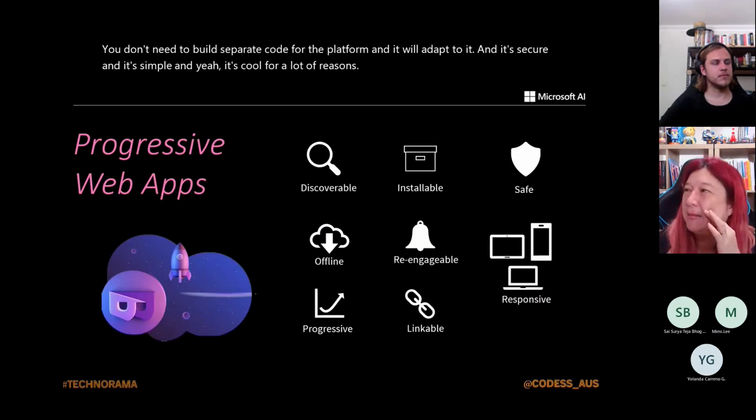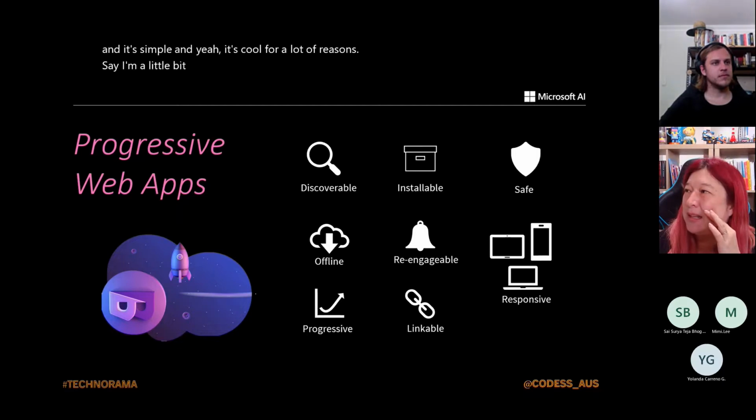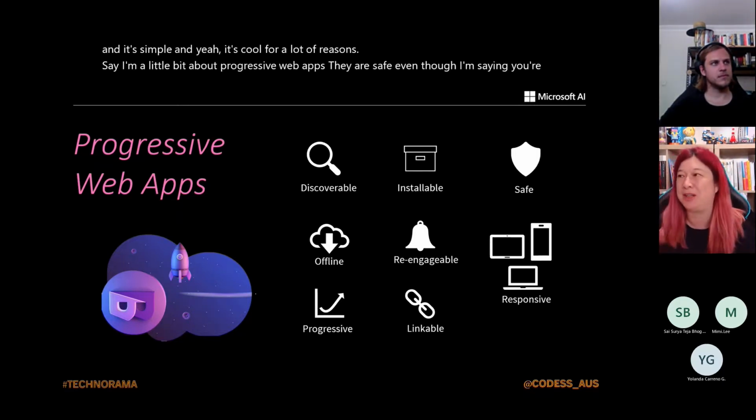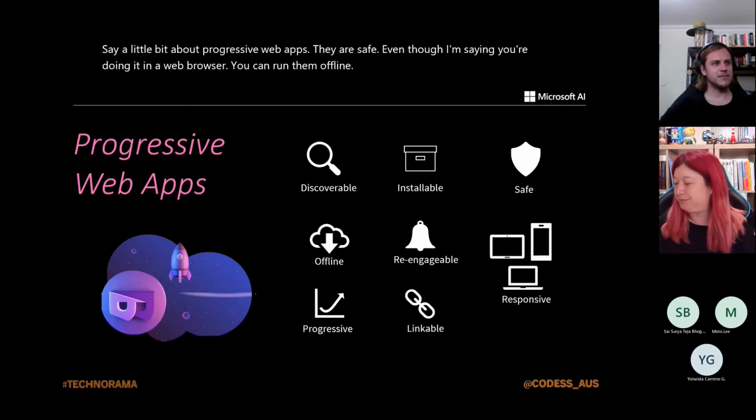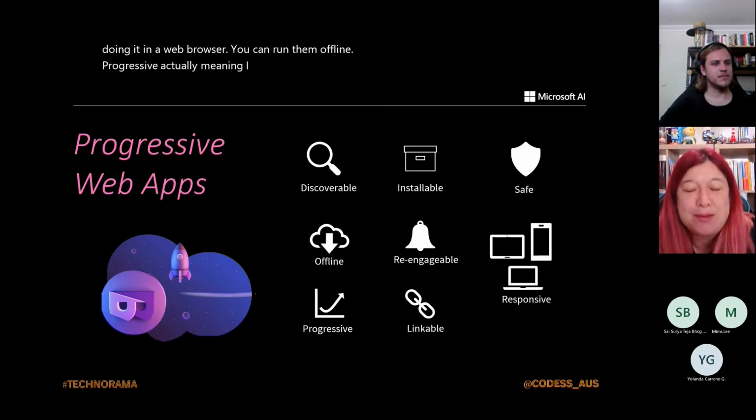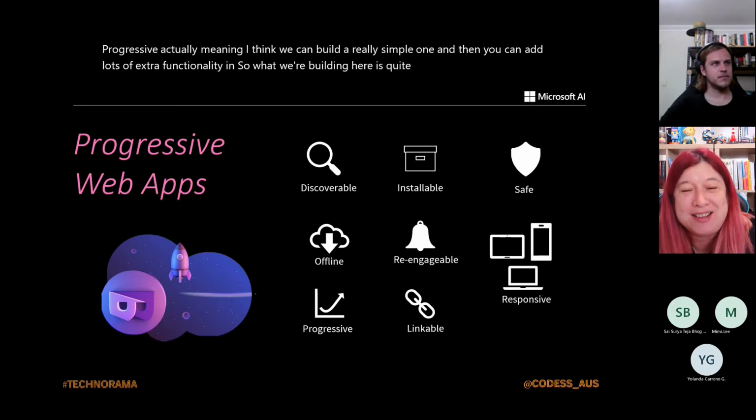So a little bit about progressive web apps. They are safe. Even though I'm saying you're doing it in a web browser, you can run them offline. Progressive actually meaning, I think, we can build a really simple one and then you can add lots of extra functionality in. So what we're building here is quite a simple app, although I think it's good enough.